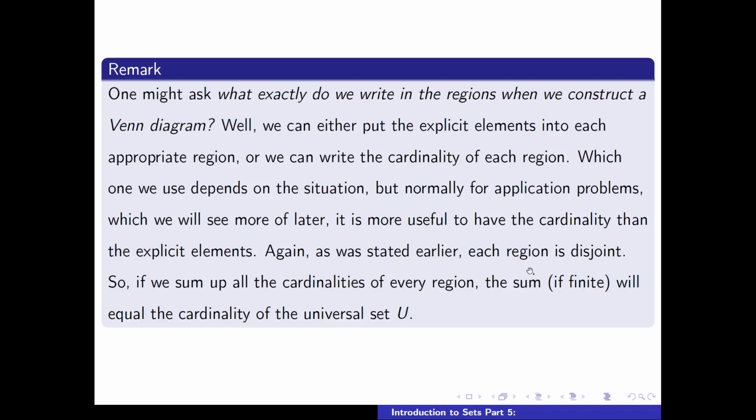Okay? Again, keep in mind, every region is disjoint, right? So if we think in terms of cardinalities, the second type of way to set up the Venn diagram, then the sum of each cardinality, as long as that's finite, is equal to the cardinality of the universal set, right?